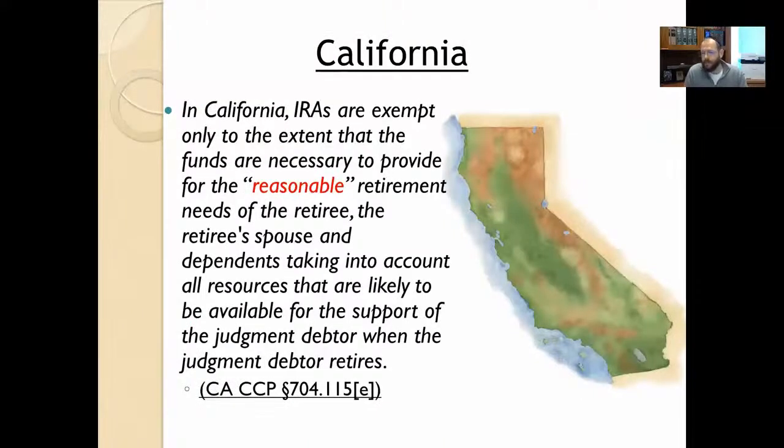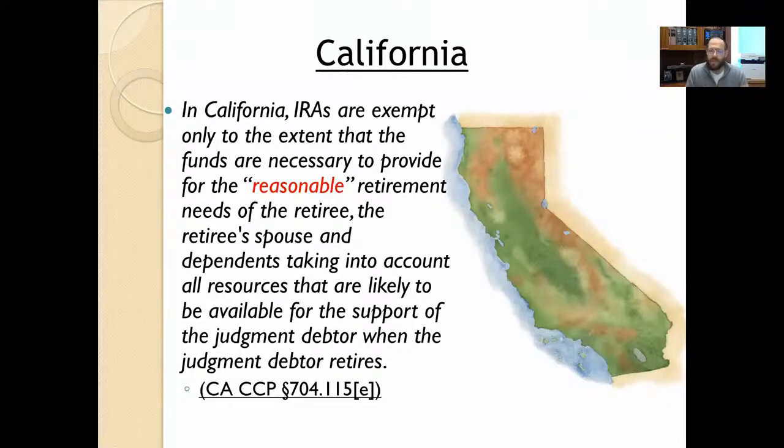So here, specifically in California, I'm making reference to our CCP, which is the California Code of Civil Procedure, and it's found in section 704.115 sub E. And this is what it says in California: IRAs are exempt to the extent that the funds are necessary to provide for the reasonable retirement needs of the retiree's spouse and dependents, taking into account all resources that are likely to be available to support the judgment debtor when the judgment debtor retires. So as you can see, whenever we see reasonable retirement needs, I have no idea what that means. And so that kind of scares me as an asset protection attorney.